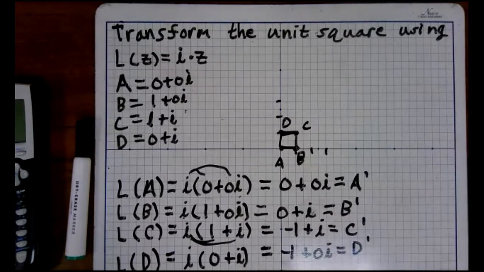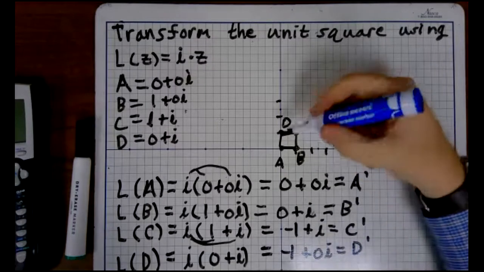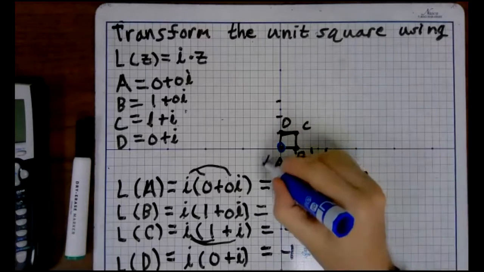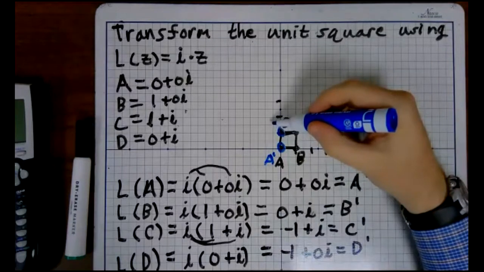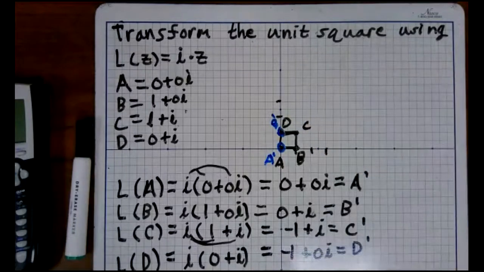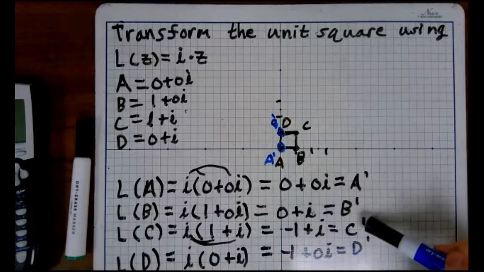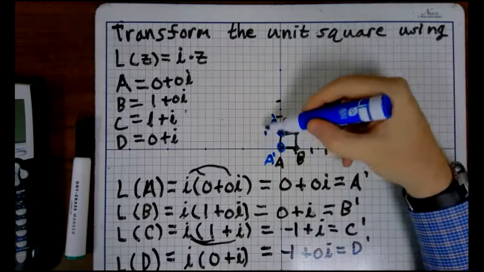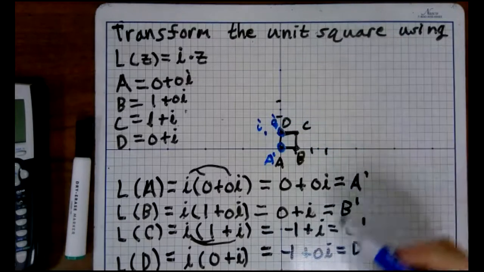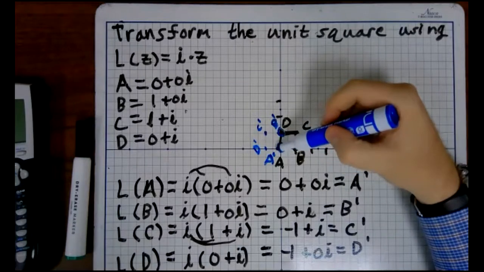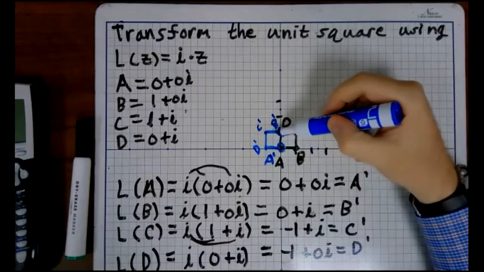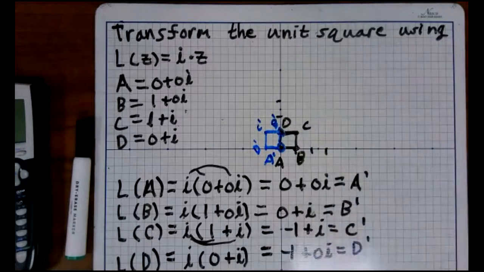All right. So we have our points. A is at 0 plus 0i. B prime is at 0 plus i. C prime is at negative 1 plus i. And D prime is at negative 1 plus 0i. And there we have it. So, what happened to our shape?